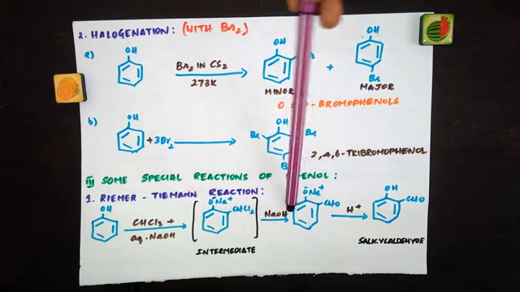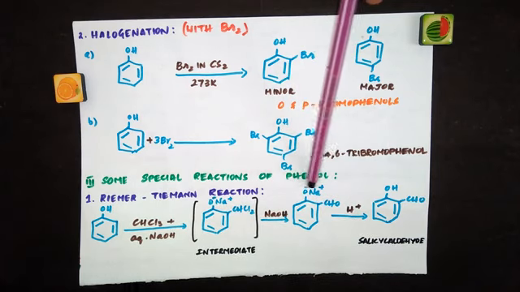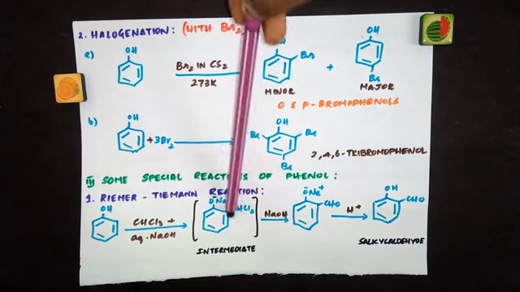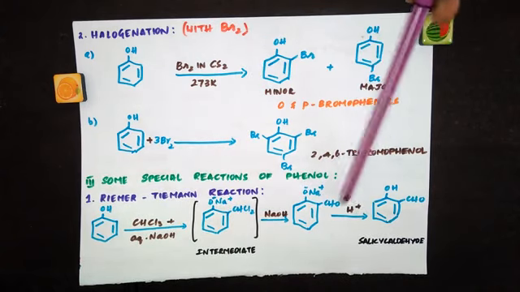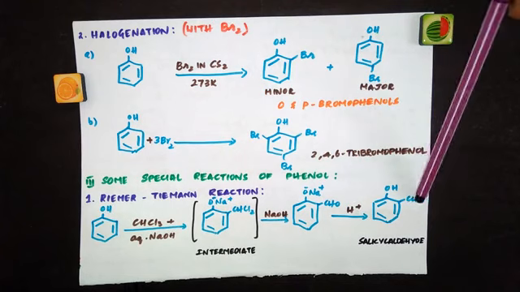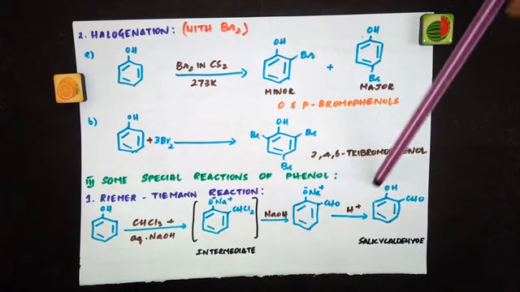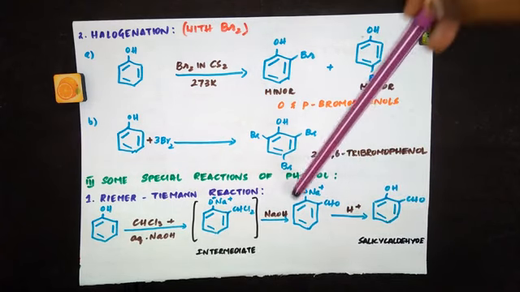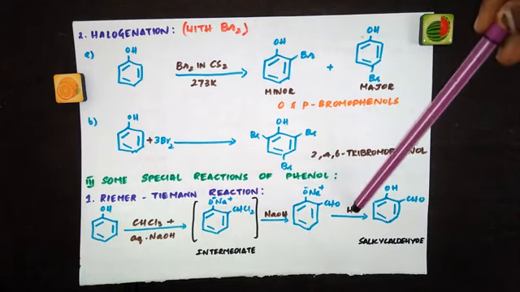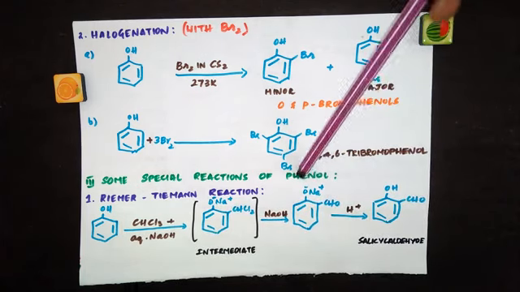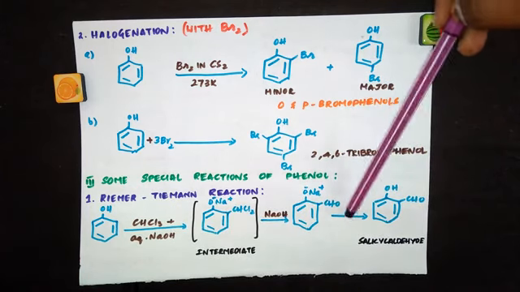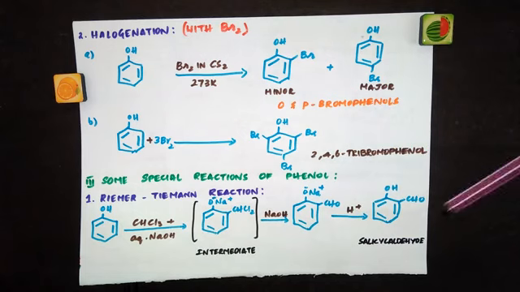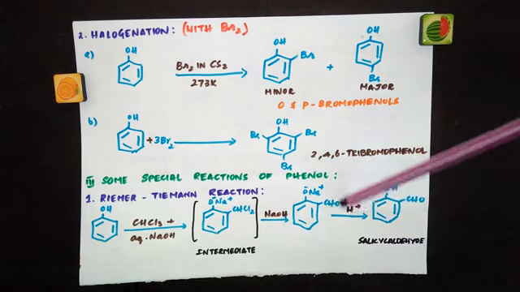So first with NaOH, you are getting ONa, this remains the same, this becomes CHO. This is aldehyde group. And then it is acidified. H plus, you are getting OH, CHO. This is salicylaldehyde. You remember when you take sodium phenoxide and acidify it, you get phenol. So this ONa can be converted into OH by acidifying it. So same is done here. So finally you are getting salicylaldehyde because of this CHO group.